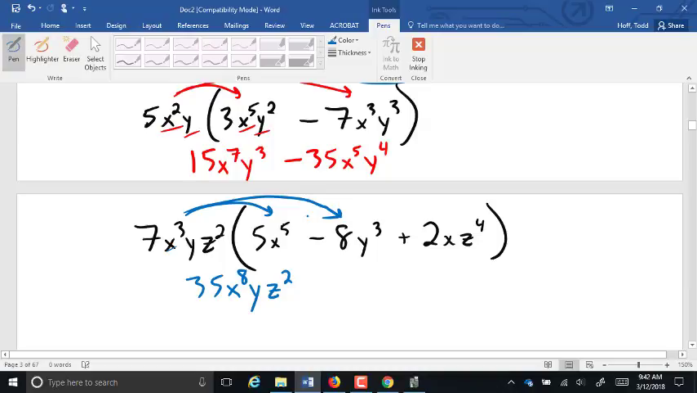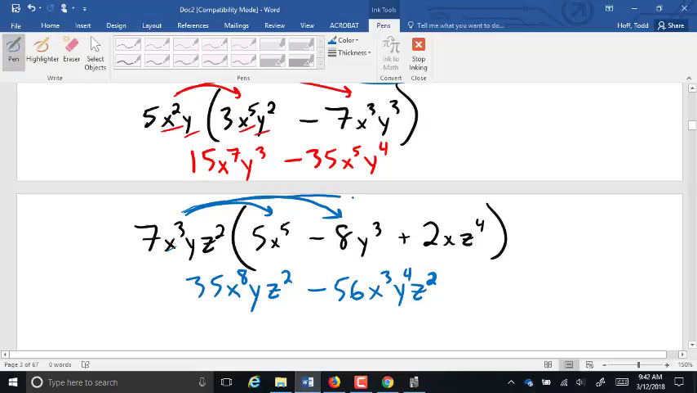Then 7x to the third yz squared times negative 8y to the third. 7 times negative 8 is negative 56. Nothing to combine with x to the third, so it stays the same. Y times y to the third is y to the fourth. And again, nothing to combine with z squared, so it just stays z squared.